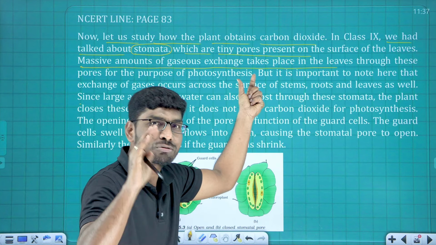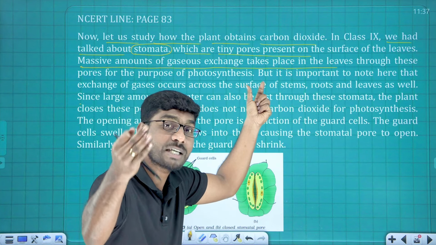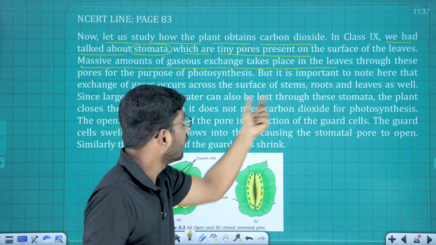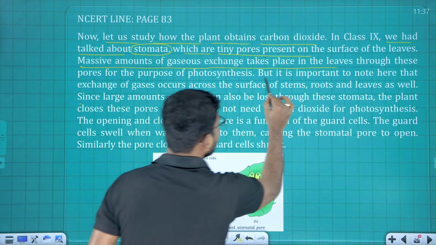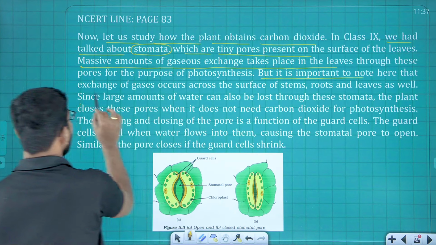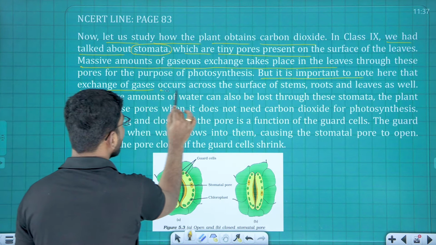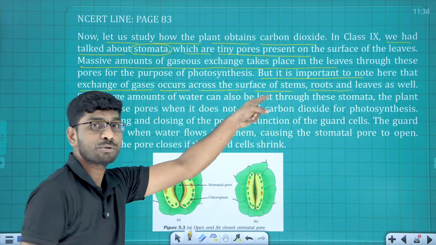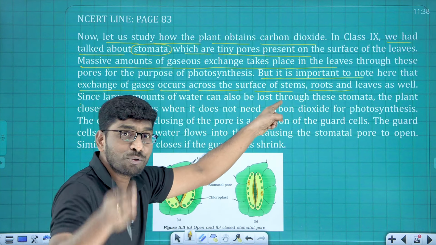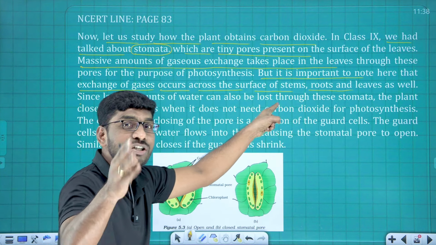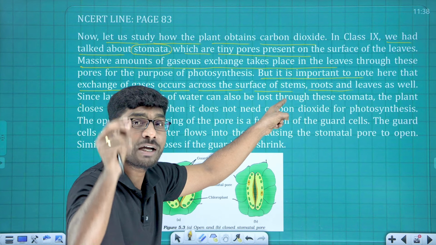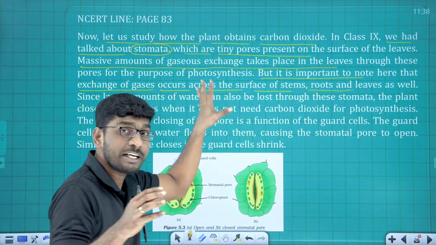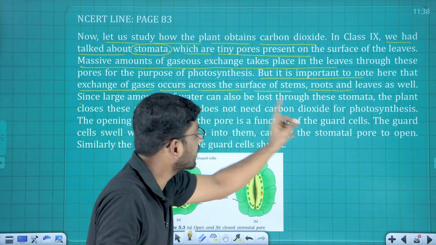Not only stomata, students, remember root, leaf and stem also participate in the loss of water. Look here at what is given: but it is important to note here that exchange of gases occurs across the surface of stem, root and leaf also. I told you, in stem, root and leaf also gaseous exchange takes place. This point can come for assertion reason. Now related to our question, the exact point is here.